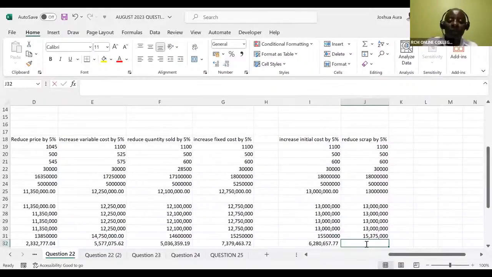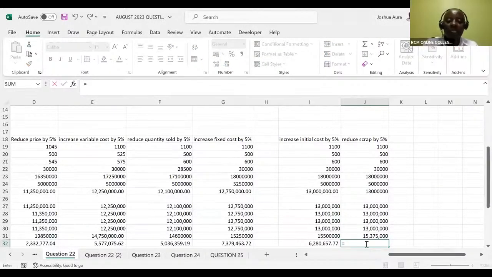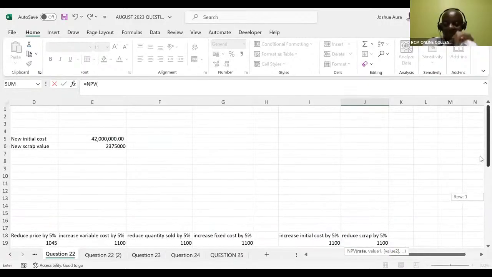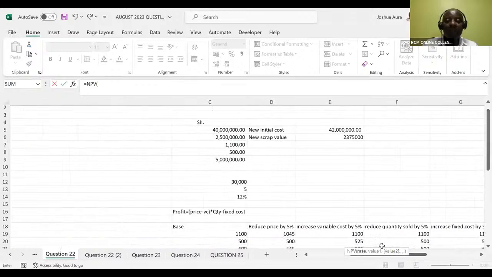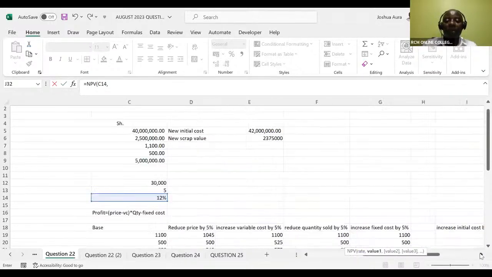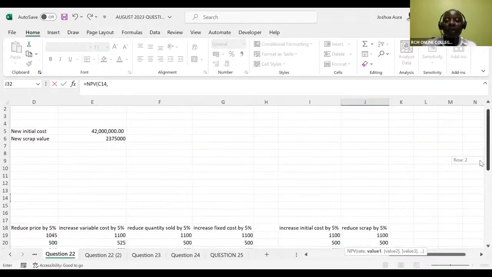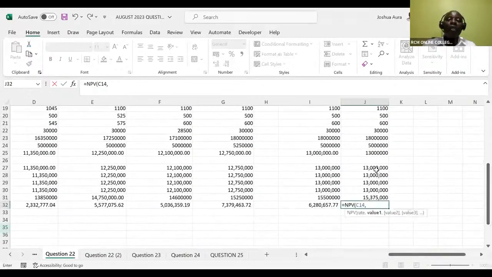So when I come here, I'll say equals. It's NPV that I need. Then I pick this NPV. I say the rate. Where is the rate? The rate is here, the 12%, remember. Then they want me to come and pick all the cash flows. We pick them here up to this one. You close. And then when I say minus initial outlay, which outlay am I going to subtract?